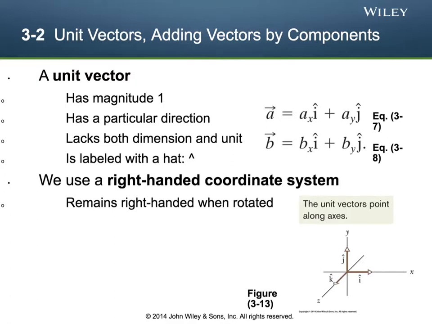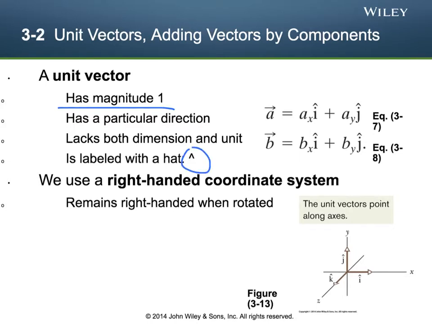Let's start off with a unit vector. And this is going to be something that's a little new, especially the notation. We say that a unit vector has a magnitude of 1. And so the length of the vector is 1. And it has a particular direction. It lacks both dimension and unit and is labeled with this hat symbol.